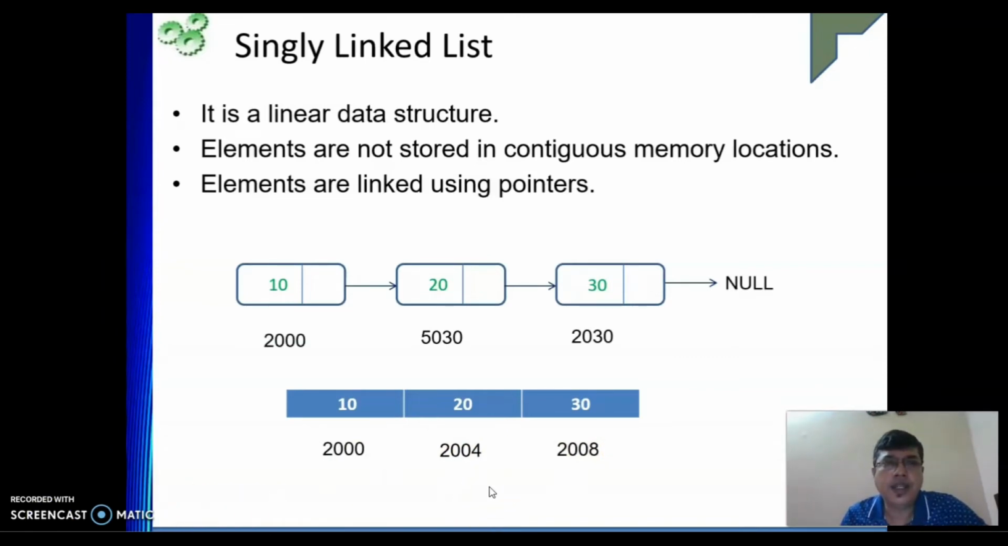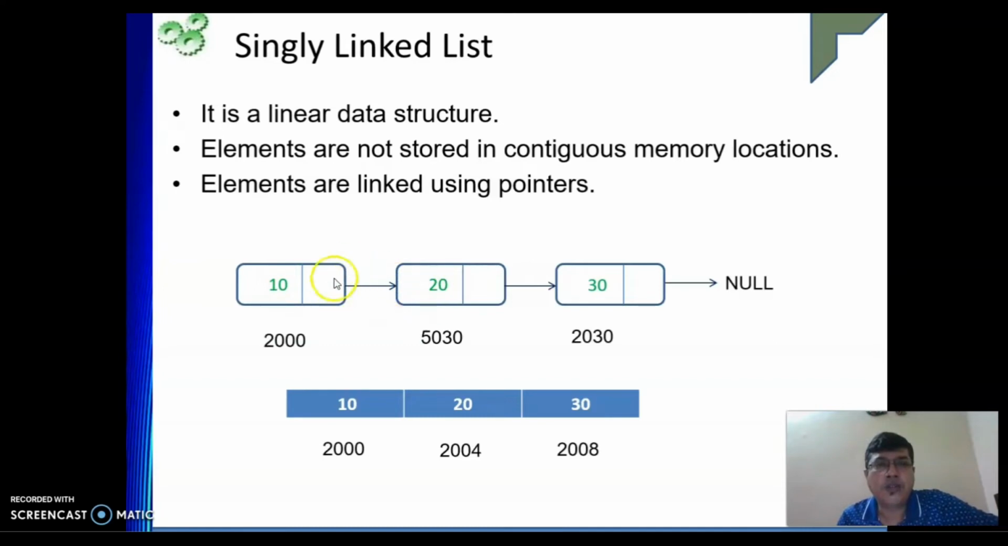But in the case of linked list, elements are not stored in a contiguous memory location. If you see this diagram, 10 is stored in some memory location like 2000. 20 may be stored in some memory location 5030, and 30 may be stored in some memory location 2030, right? So in linked list, the nodes, the elements, are not stored in any kind of contiguous memory location. Now the question comes, how do I know that after 10 comes 20?